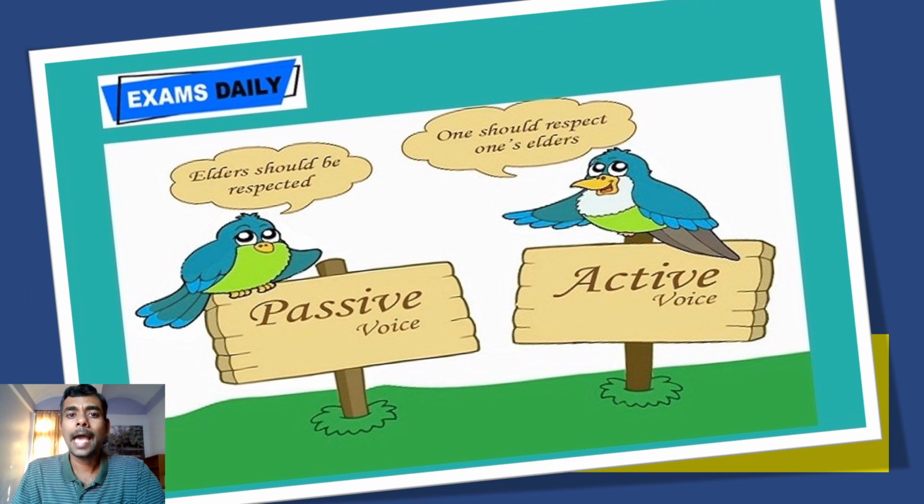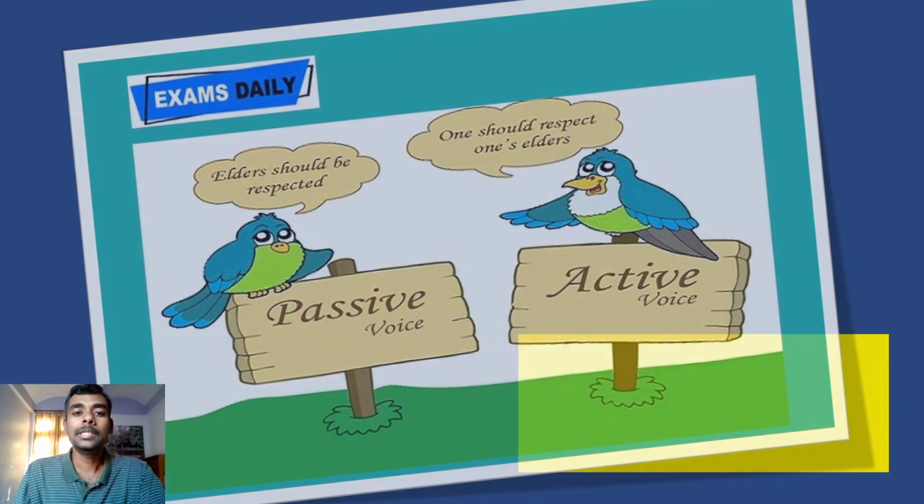So why is active and passive voice necessary? In active voice, the focus is on the action. As you see there, one should respect one's elders. The focus is on respecting. Whereas in passive voice, we draw the attention to the doer. Elders should be respected by the bird is talking in this case, so it's the bird.